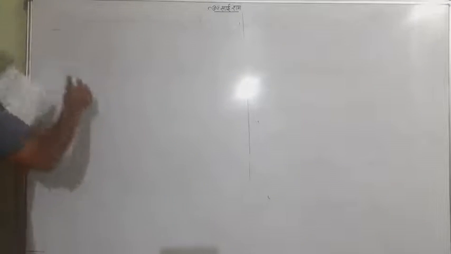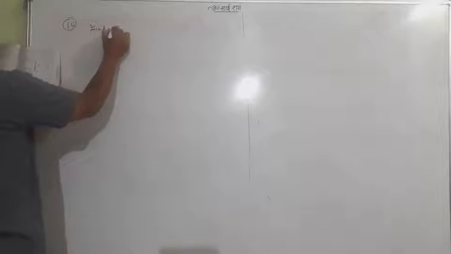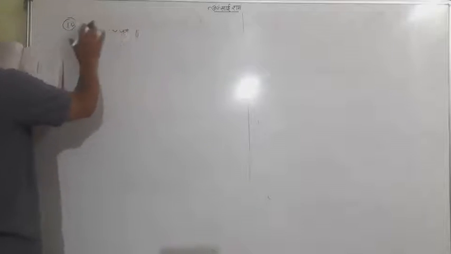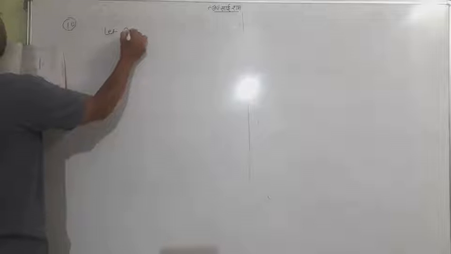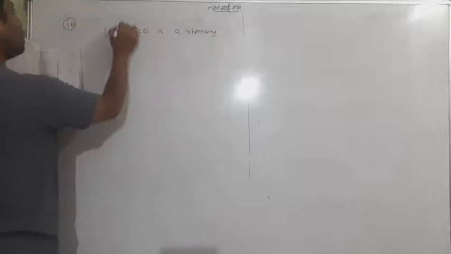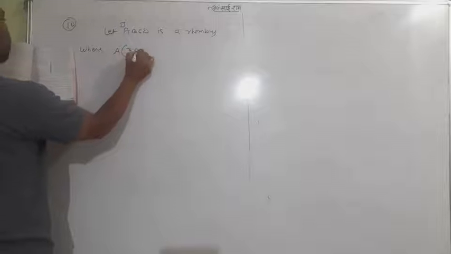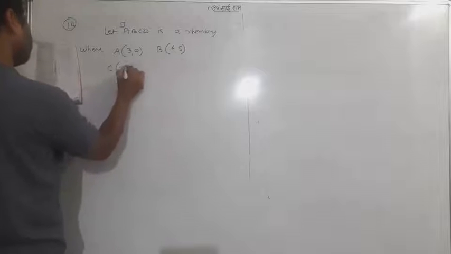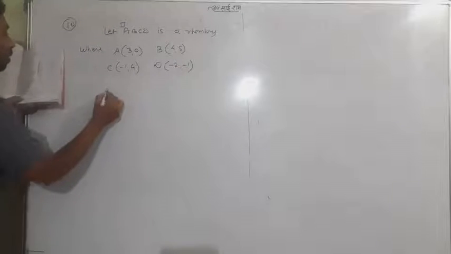Question number 10. Find the area of the rhombus. Let me only read the question. Find the area of the rhombus. Let ABCD be a rhombus where A is 3 and 0, B is 4 and 5, C is minus 1, 4, and D is minus 2 and minus 1, and this is a rhombus.